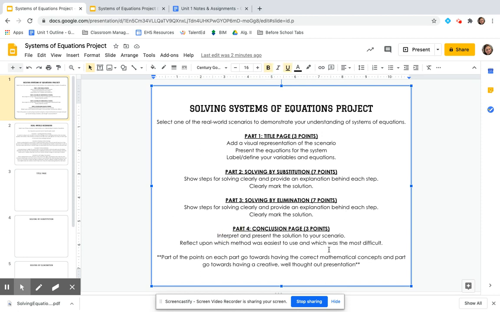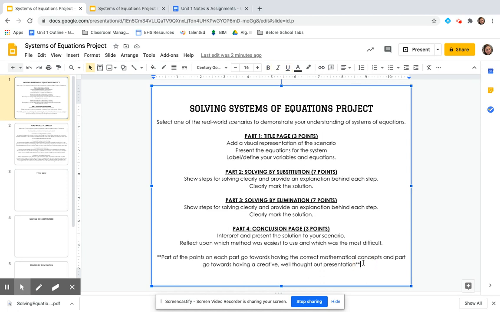And then on the last slide, you're going to present and interpret your solution. So tell me what your solution is, but don't just say it's x equals 3, y equals 2. Tell me it's like 3 dogs and 2 cats, or whatever your problem has to do with, okay?